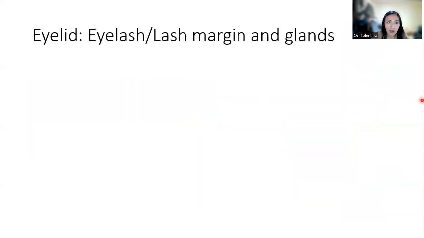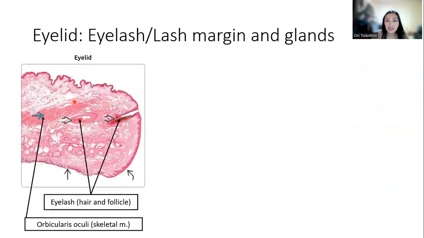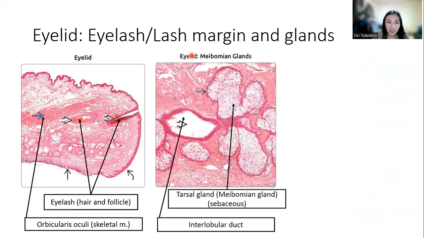Another part of the eye is the eyelash margin, or the eyelash and its associated glands. The photos are lifted from another source because the slide we have does not clearly show us the glands. This is the eyelash margin. You can see the big hair follicles. This is the eyelash. You can still see the orbicularis oculi in this section because it spans the whole eyelid. Now we zoom in to the palpebral conjunctival side.